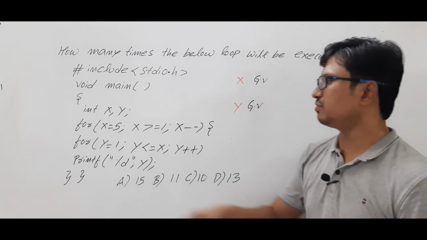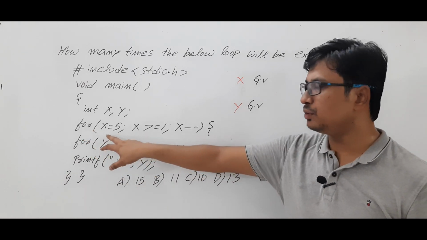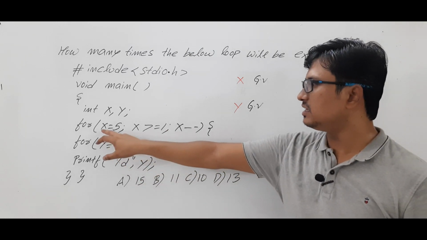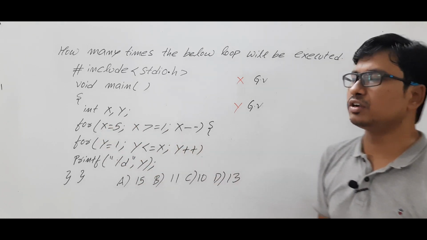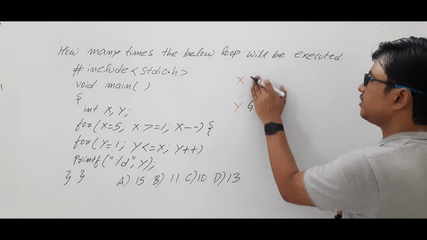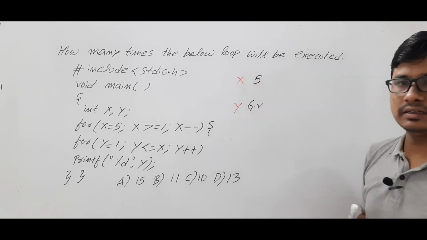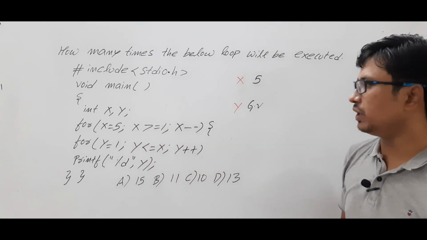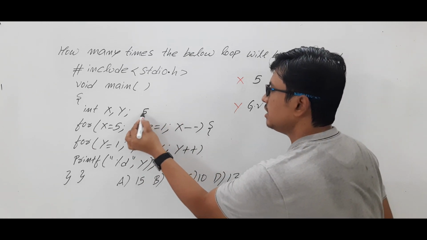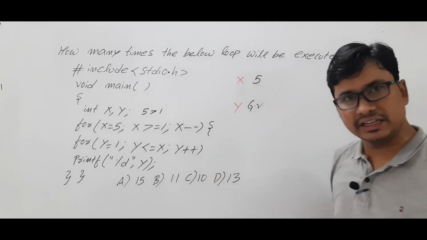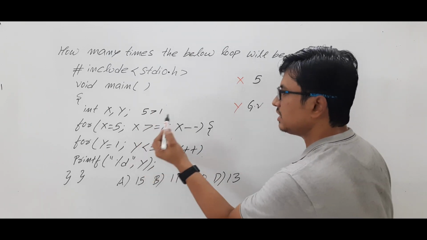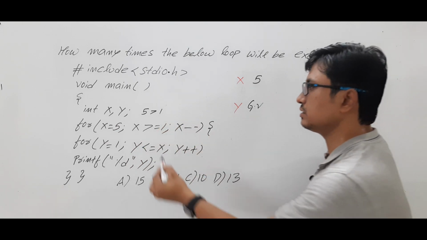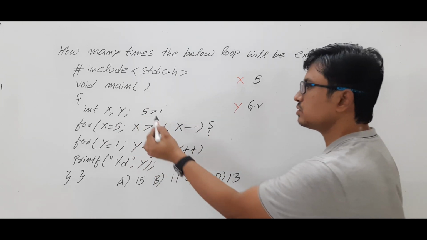Then look at this for loop. A for loop will have initialization, condition and update section. Initialization will be executed first: x is equal to 5. So the value 5 will come to the variable x. Then look at this condition, x greater than or equal to 1. What is the x value? 5. Is 5 greater than 1 or not? Yes, 5 is greater than 1. So this condition is true because they are saying that x should be greater than or equal to 1.